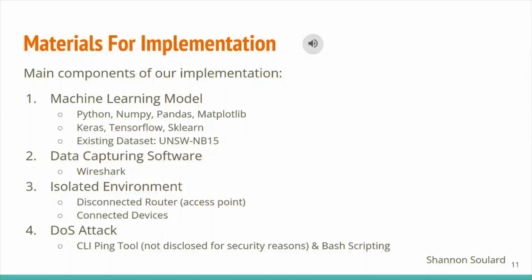The next main component was the data capturing software. In this case, we used Wireshark. The third component consists of setting up an isolated environment using a disconnected router and several connected devices. Lastly, the final component revolved around simulating a DOS attack using bash scripting and a CLI ping tool, which we felt should not be explicitly disclosed for safety and security reasons.